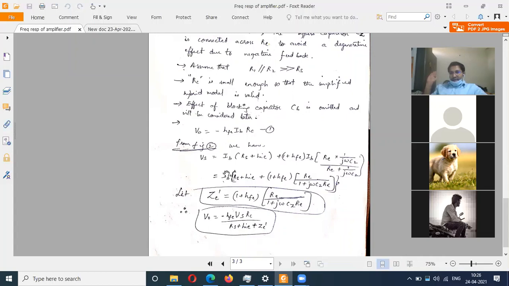So to match the dimensionality, this entire term should be what? Think and answer. R, sir. Very good. The dimension of this entire term other than IB has to be resistance, because if you multiply current with resistance only, you get voltage, isn't it?